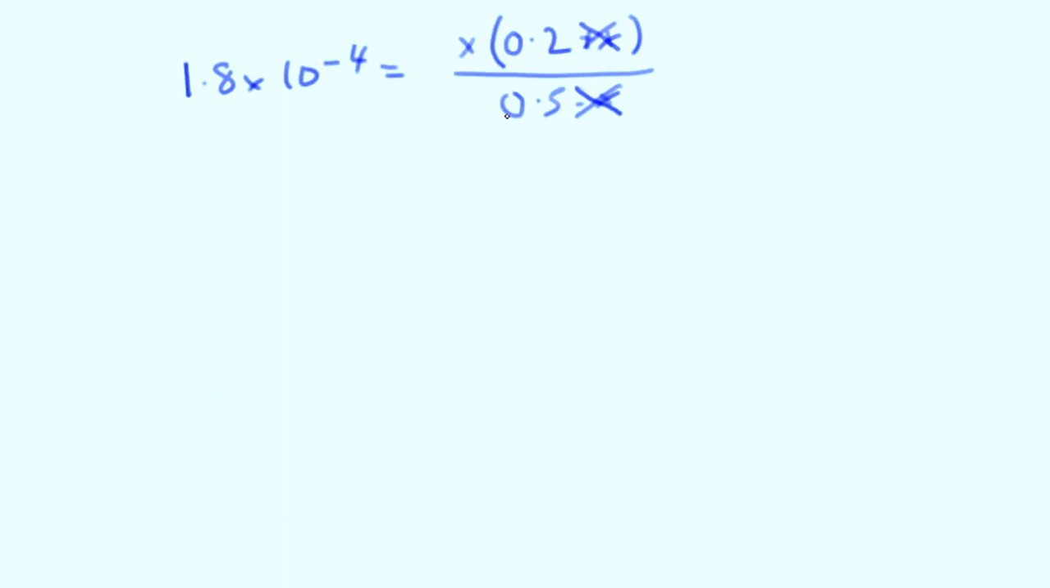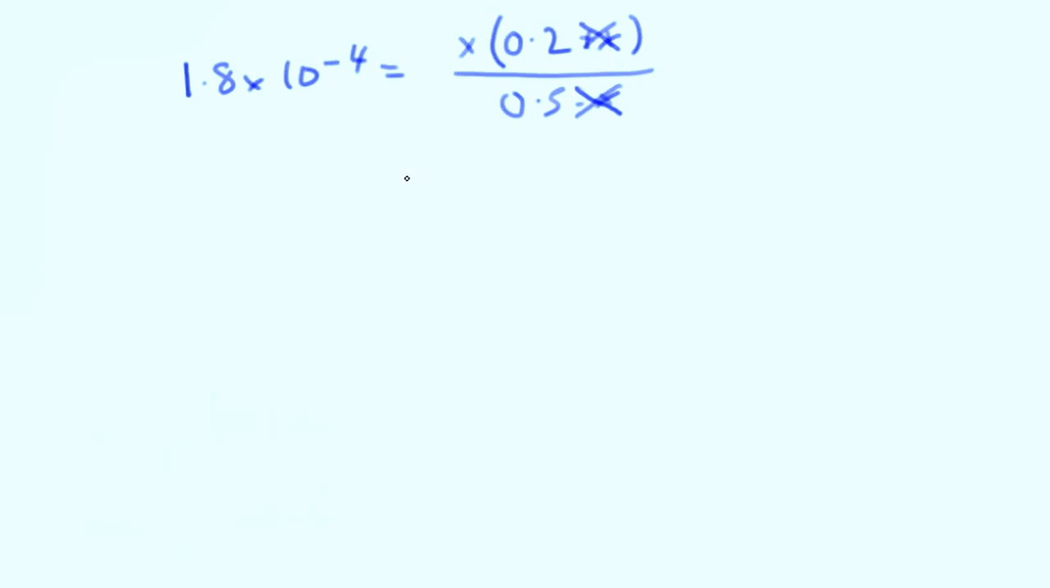so 1.8 times 10 to the minus 4 equals x multiplied by 0.2 plus x all over 0.5 minus x. This deviation is so small compared to what this number is that we can ignore it. Also, this number here is very small compared to this number, so we can ignore it as well. Remember, we did this cheating method before.